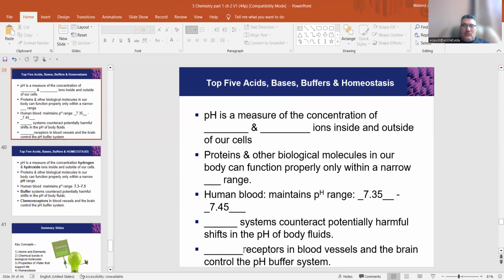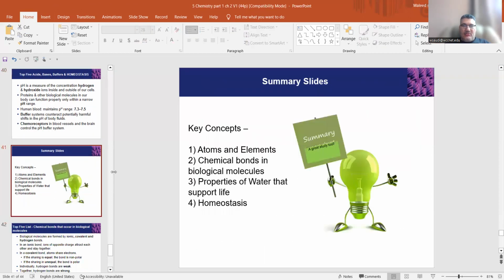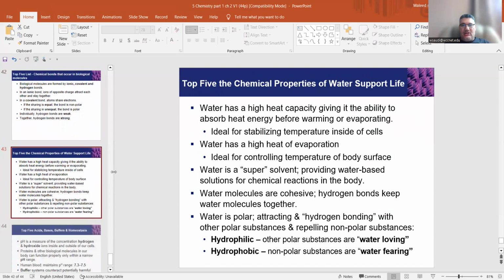What do you call these receptors that detect the pH and control it? Chemoreceptors. Yes, chemoreceptors. Chemo is coming from chemistry. Chemoreceptors, chemistry receptors. They detect the chemistry. What do I mean by chemistry? I mean pH, oxygen, and carbon dioxide. These are chemicals, so this is what it detects. Here it is, and this is the summary, summarizing what we already talked about.